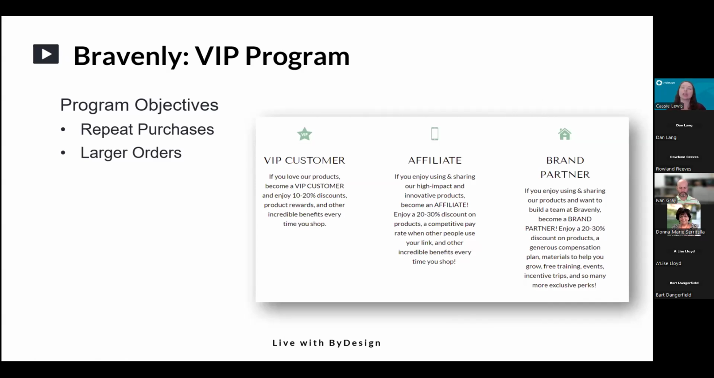But they have a really great VIP program. They also offer affiliate and team builders. So you can see here there are 3 different ways to engage. You can become a VIP customer, you can become an affiliate, or you can become a brand partner. Affiliate and brand partner are technically rep types on the backside. The VIP customer, however, is a customer type. So they do have 2 customer types of retail and VIP, and 2 rep types of affiliate and brand partner.